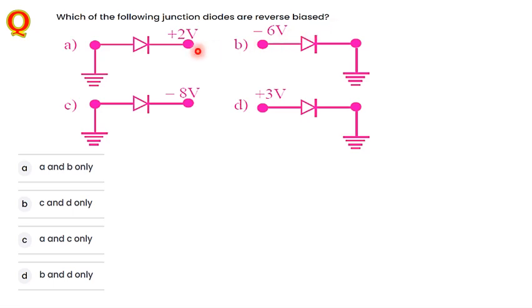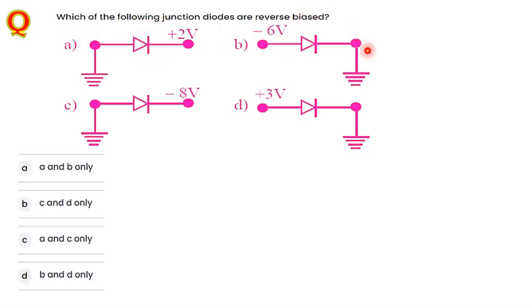Similar to the previous problem, here: which of the following junction diodes are reverse biased? See, I already told in the previous one, in a PN junction diode, if the P type of semiconductor is given a higher potential than the N type of semiconductor, that is forward bias. If the N type of semiconductor is given a higher potential than the P type of semiconductor, that is reverse bias. Coming to here, this is connected to the earth. Earth in this case is 0 volt and this is plus 2, which is the maximum here. So it has been given to the N type of semiconductor. So this is reverse bias.